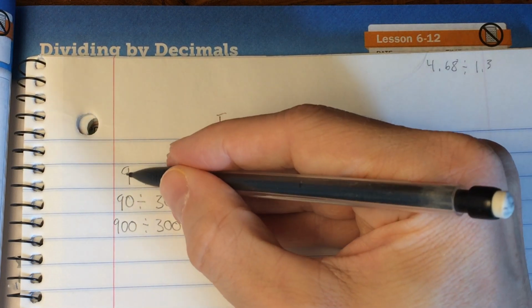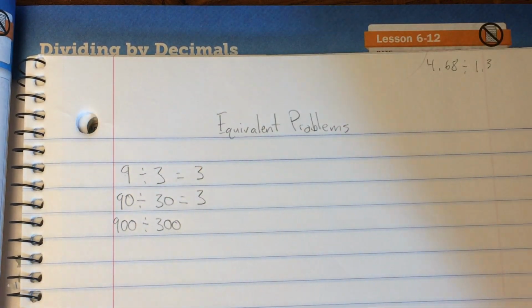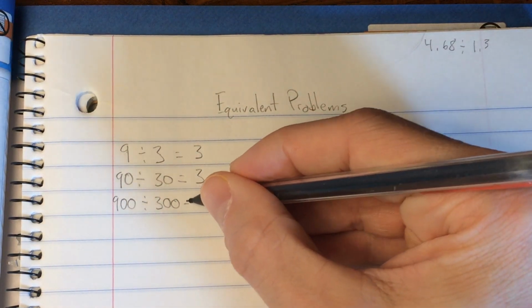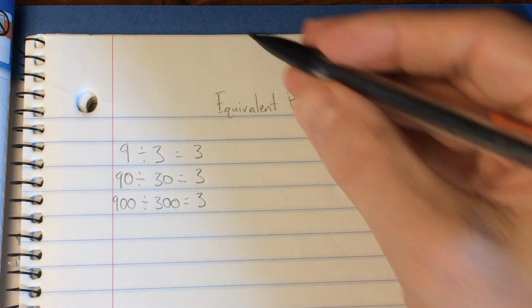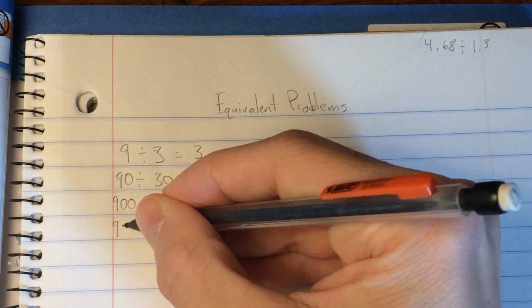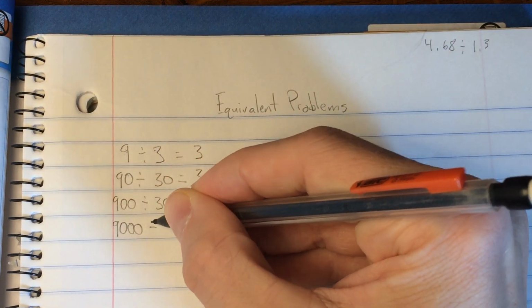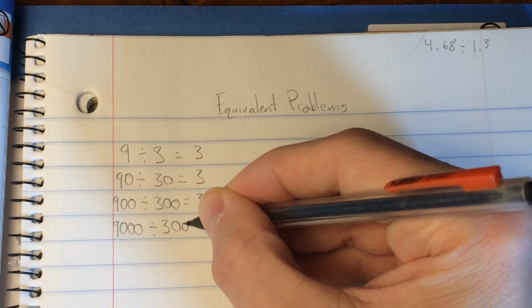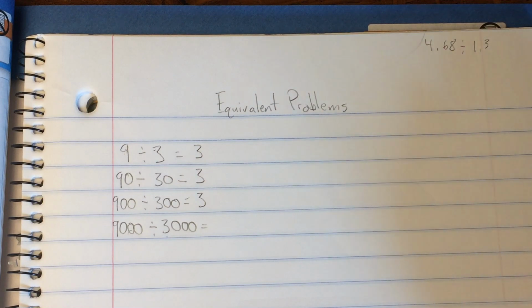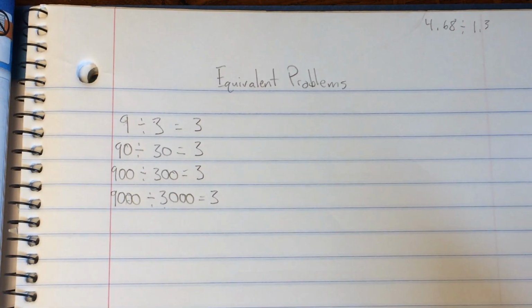What if we did 900 divided by 300? That would be multiplying both of these by 100. What do you think 900 divided by 300 equals? Still 3. What if we multiplied both of these by 1,000? 9,000 divided by 3,000. How many times does 3,000 go into 9,000? 3 times.